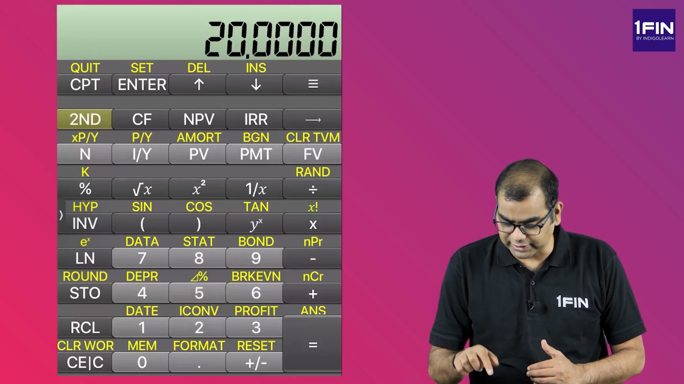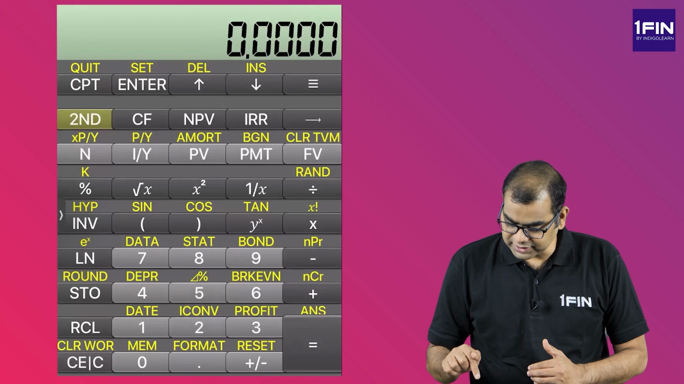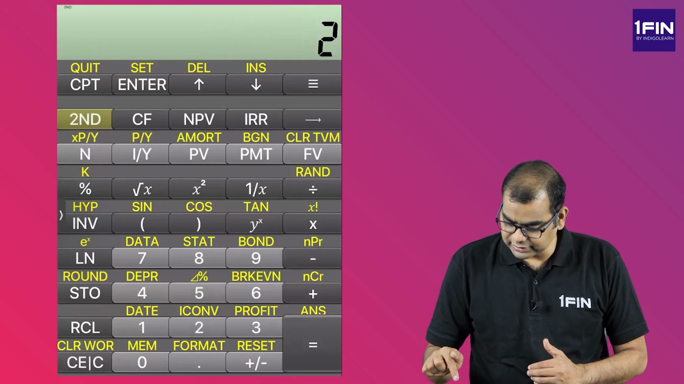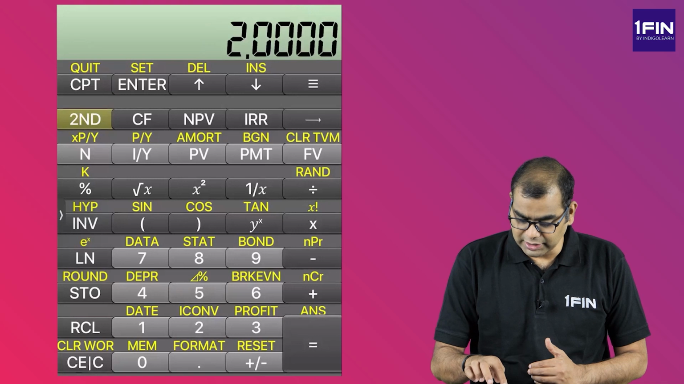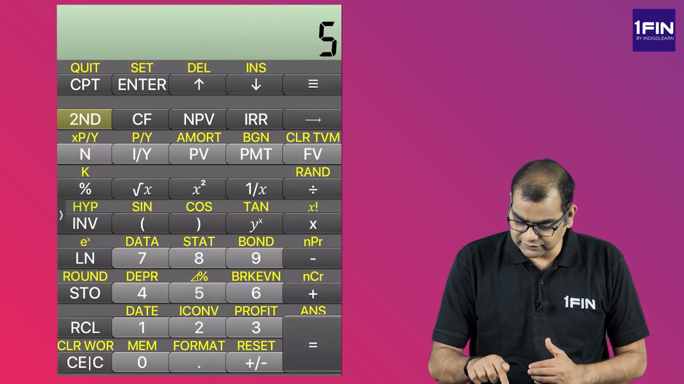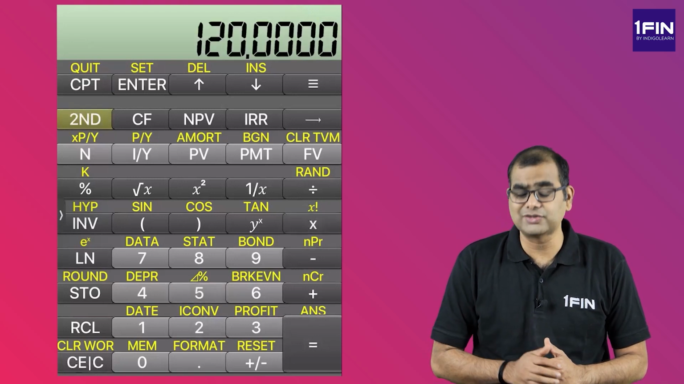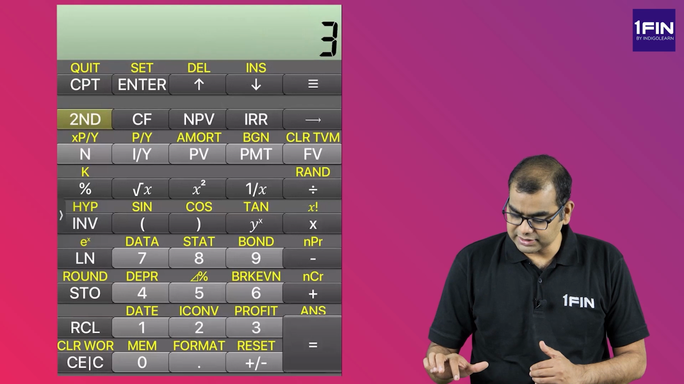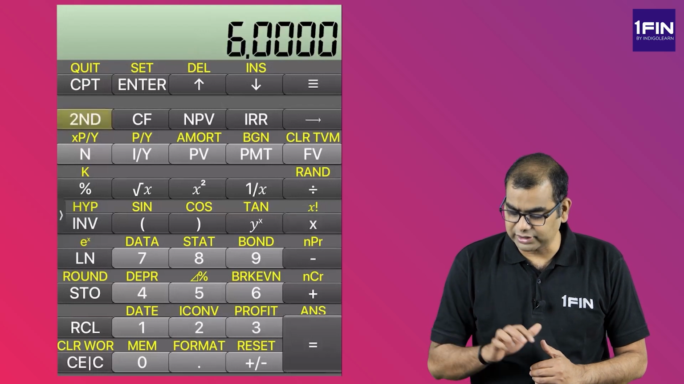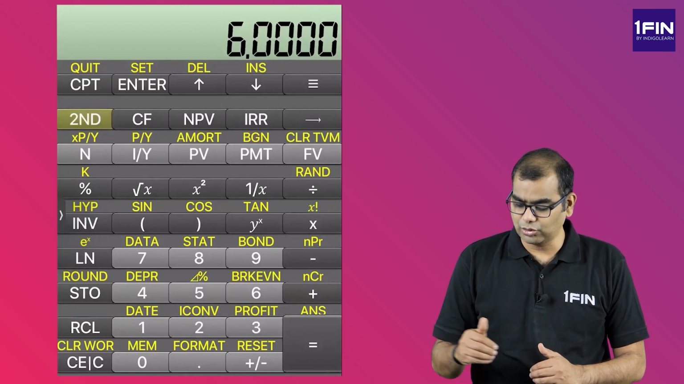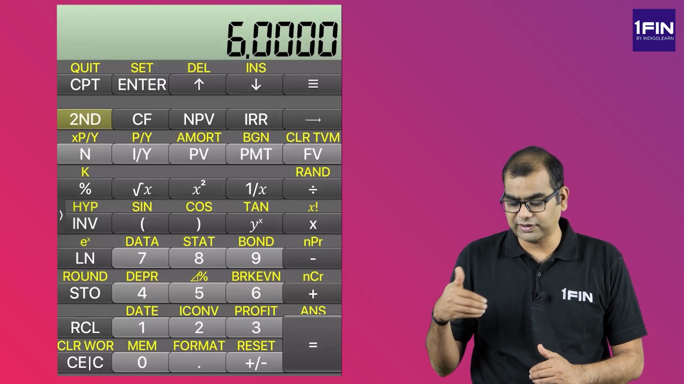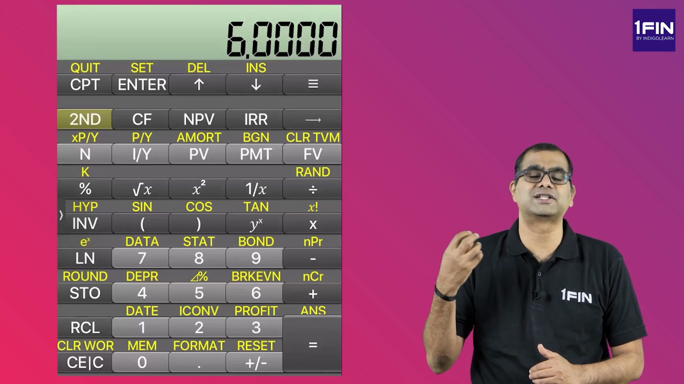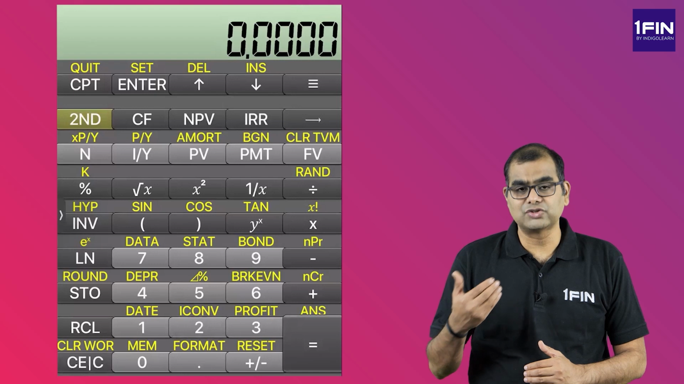Now coming to factorial. You can press 2 second factorial, you get 2 factorial is 2. Now 5 second factorial is 120. 3 second factorial is 6, 3 into 2 is 6. So whatever is on the screen at that point of time, if you press second and a function, it gets computed in that particular function.